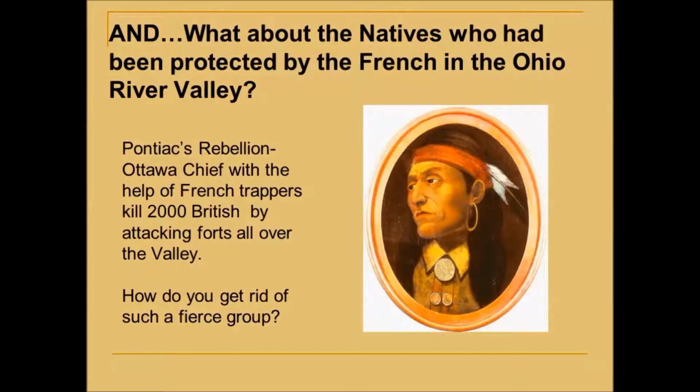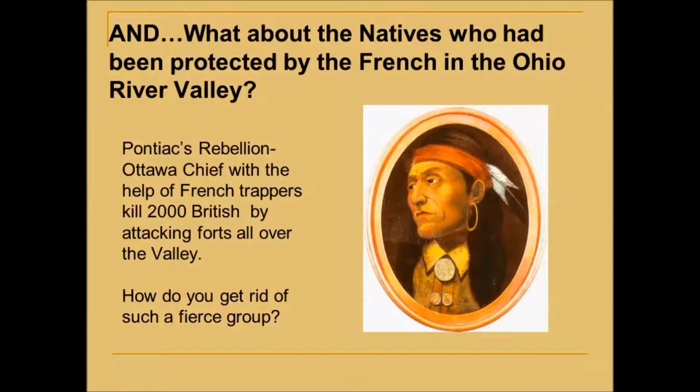We have to remember that it's not just the colonists who are going to face all these changes. It's not just the French who have to face changes because they were kicked out. There are all these native tribes that were still there in the Ohio River Valley, and they have been protected by the French for a really long time. So what's going to happen to them when the French are booted out? Some of them are not going to wait to find out.